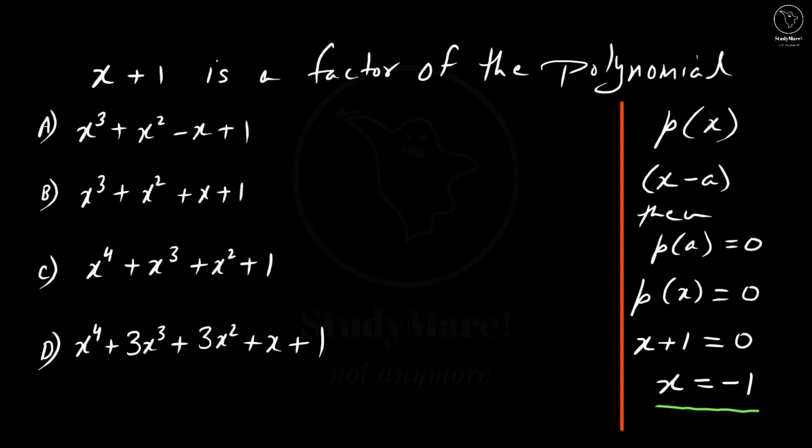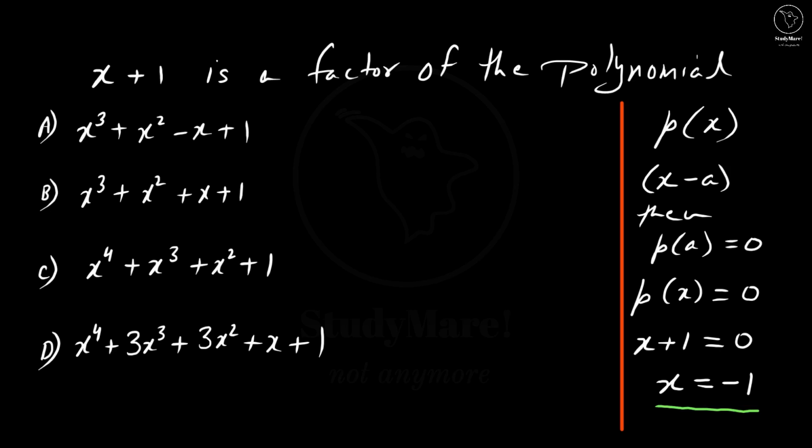We are going to use this property. We are going to now put the value of x as minus 1 in all these options one by one and check where we get the remainder as 0 or the result as 0.